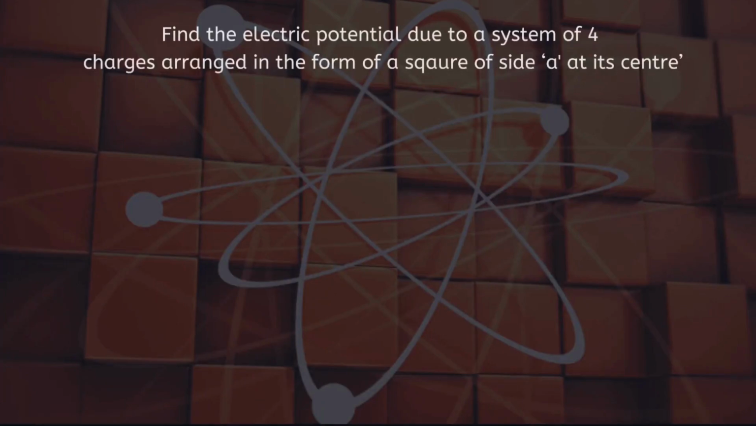Next. Based on this, let us do a question so that you will get clarity on what type of questions will be there in this. So look at that question. Find the electric potential due to a system of 4 charges arranged in the form of a square of side A at its center. There is a square and there are 4 charges at its corners. So what will be the electric potential due to these 4 charges at the center? This is just for understanding purposes only. Look at this carefully.